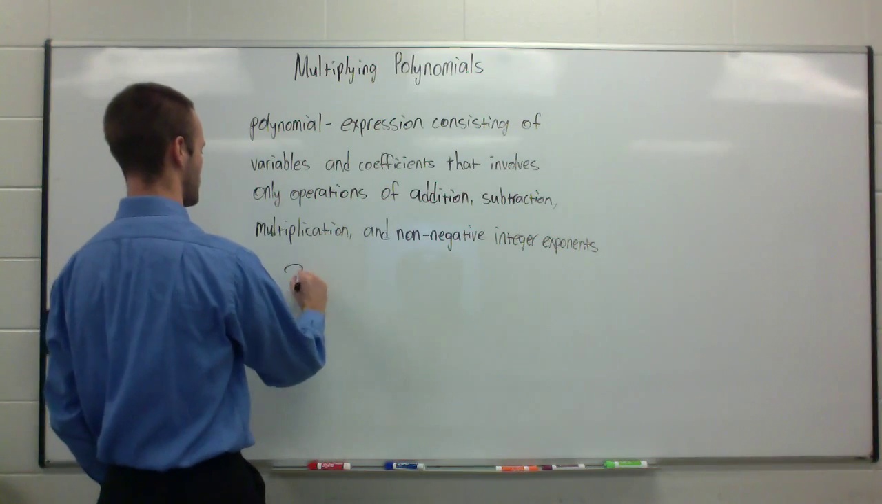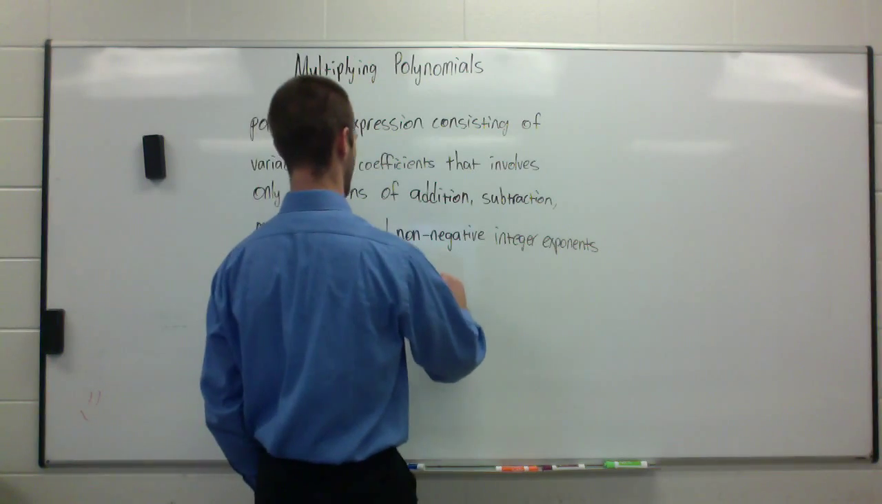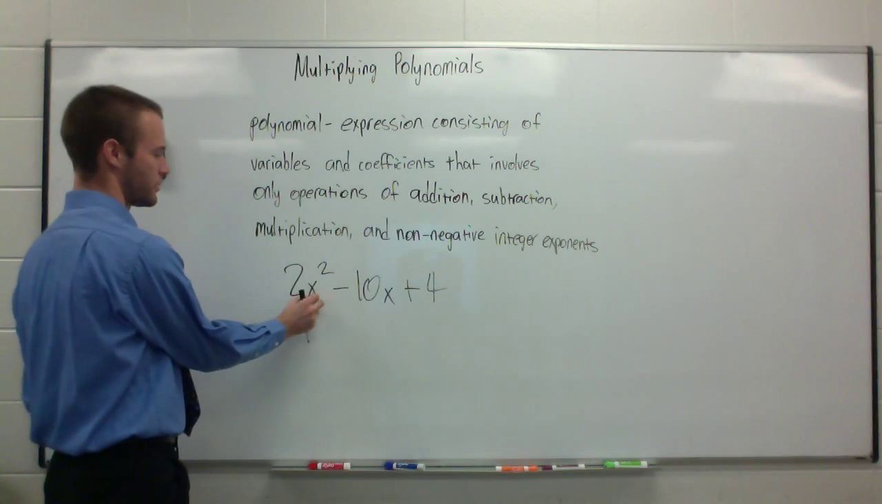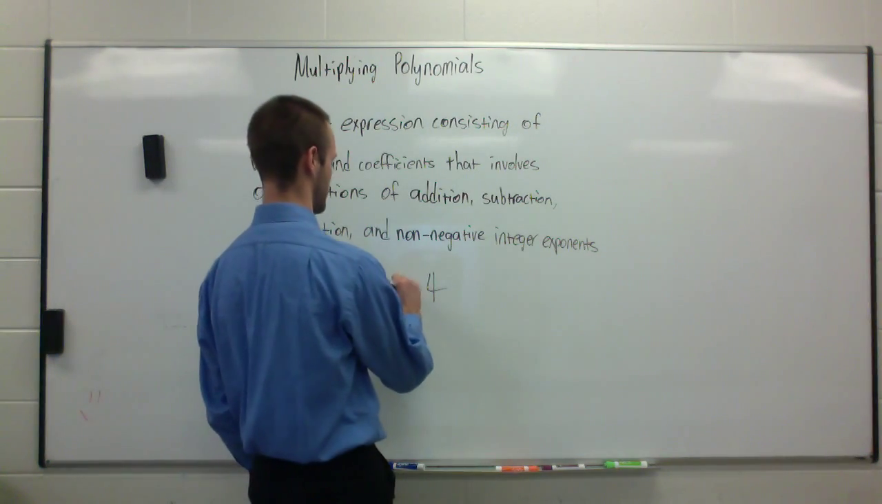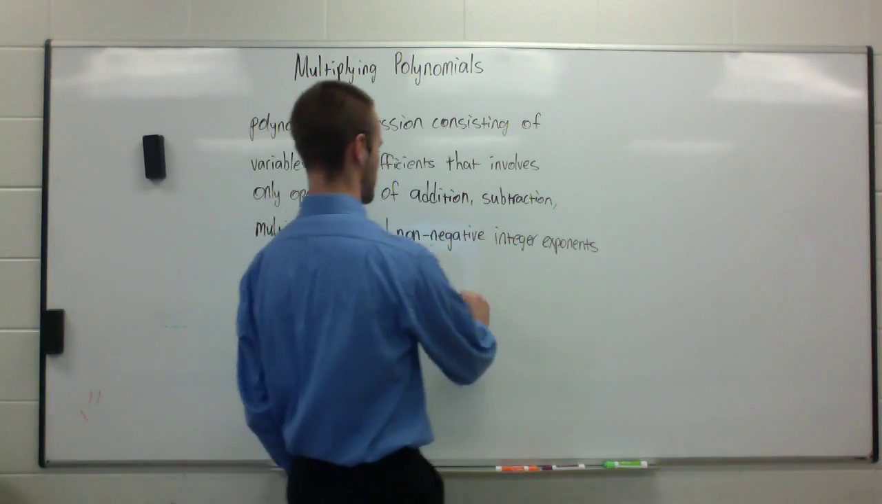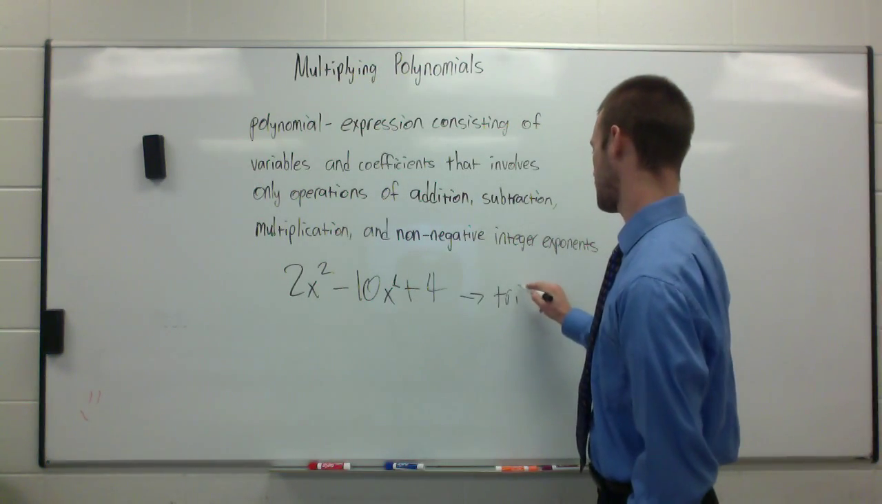So for example, 2x squared minus 10x plus 4 is a polynomial. We have the coefficients, we have our variable only raised to integer powers, because without an exponent would be x to the first. So this would be a polynomial. And in fact, it's a trinomial because it has 3 terms.